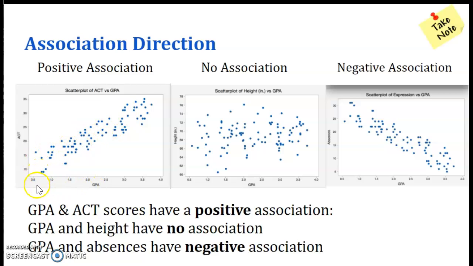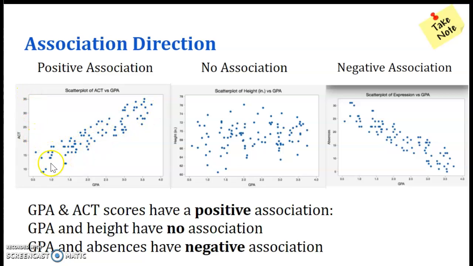We noticed that the students who had low GPA also did not score very high on the ACT, whereas the students with high GPA also scored high on the ACT. So GPA and ACT scores have positive association. That means as GPA increases, ACT also increases.